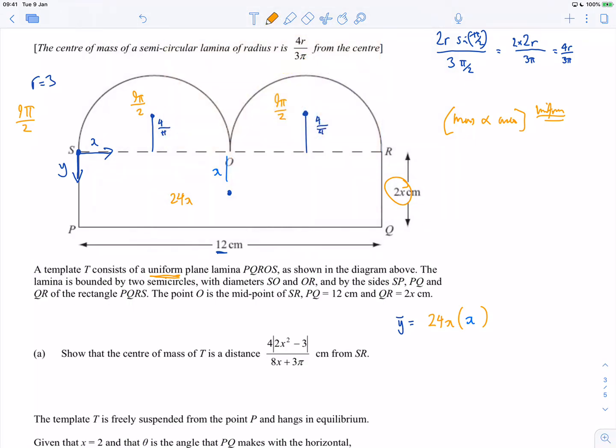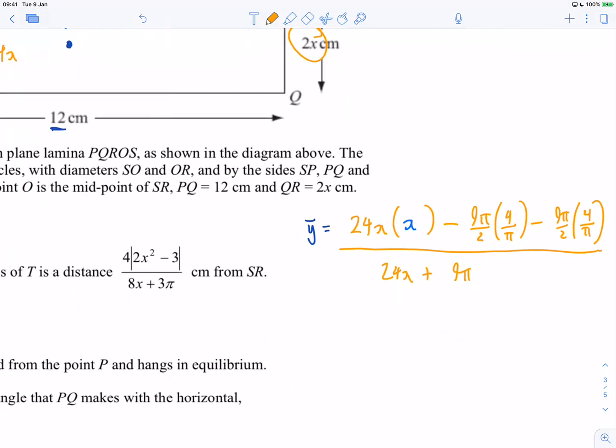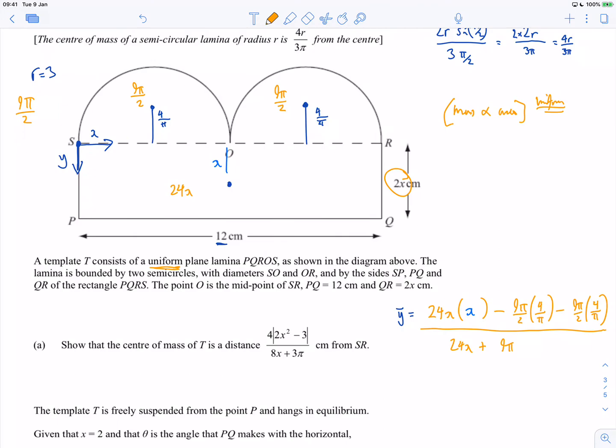Okay, and then I have to minus the mass, which is 9 pi over 2, times the distance away, which is 4 over pi. And then for the other semicircle, I want 9 pi over 2 times 4 over pi. And then I want to divide by the total masses. Well, it's just going to be 24x plus 9 pi over 2 plus 9 pi over 2, which is 9 pi. Okay, now, first of all to note is I could have very easily defined y to be going upwards. So I want the absolute value of this thing. I don't care whether it's, I want to make it positive because I want a distance.